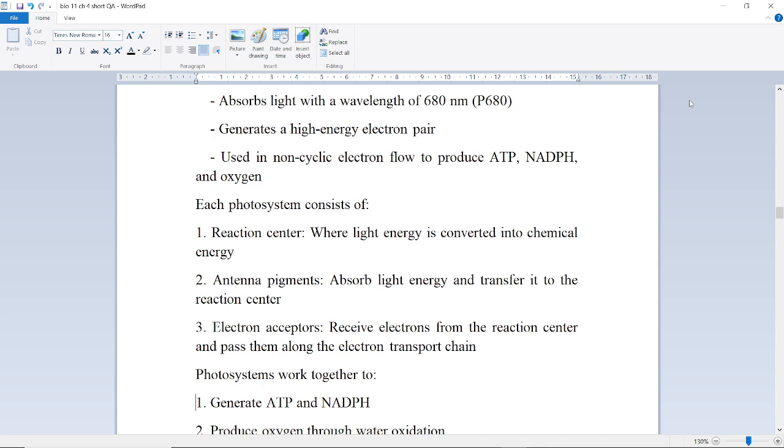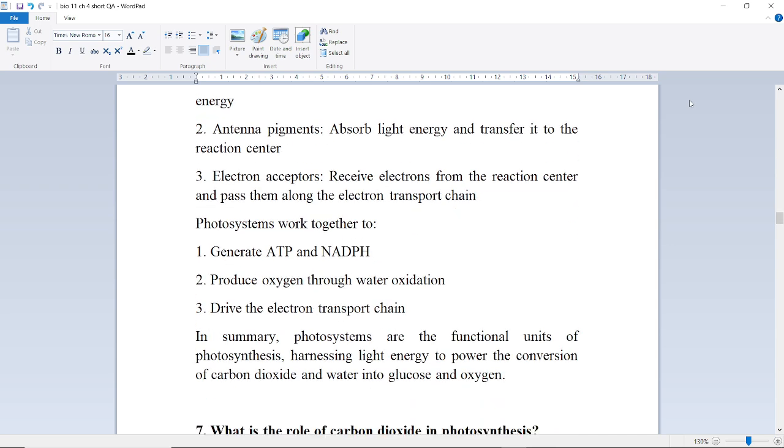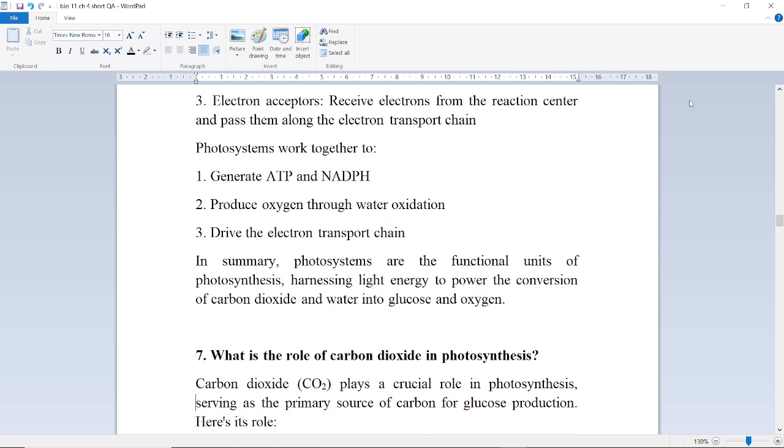Electron acceptors receive electrons from the reaction center and pass them along the electron transport chain. Photosystems work together to generate ATP and NADPH, produce oxygen through water oxidation, and drive the electron transport chain. In summary, photosystems are the functional units of photosynthesis, harnessing light energy to power the conversion of carbon dioxide and water into glucose and oxygen.